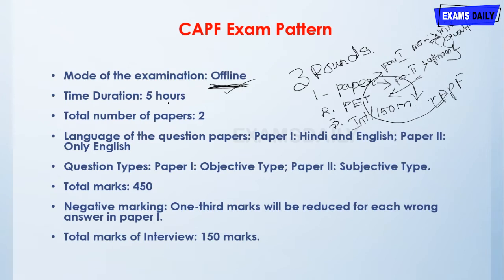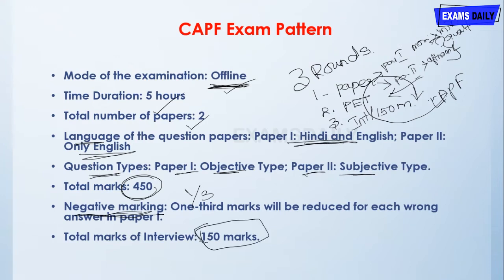The time duration for this examination is 5 hours, and the total number of papers is 2, paper 1 and paper 2. The language of the question paper for part 1 is Hindi and English, and part 2 is only in English. For question type, paper 1 will be objective type, in the format of MCQs, and part 2 will be subjective, that is descriptive type. The total mark for this examination is 415 marks. There is negative marking, and 1/3 marks will be reduced for every wrong answer in paper 1. For interview, I already said that it is for 150 marks.